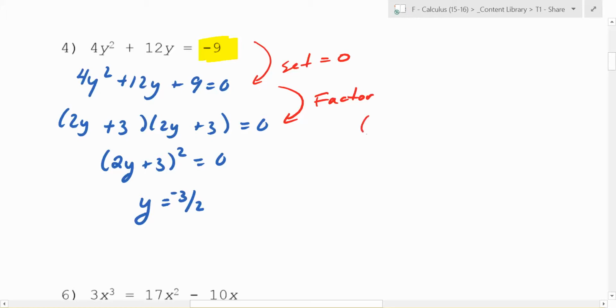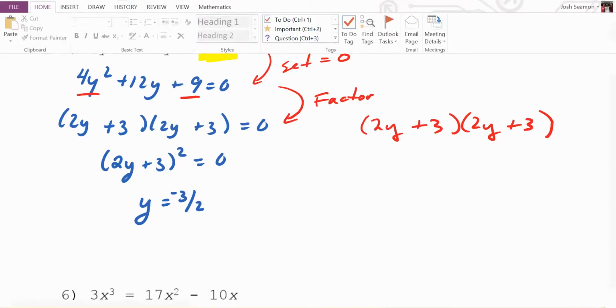When you factor this, you know that the first two terms have to multiply together to get 4y squared. So you could start with 2y and 2y, and you know that the last two have to multiply together to get 9. So one option there is plus 3 and plus 3. Now you have to test it to see if it works.